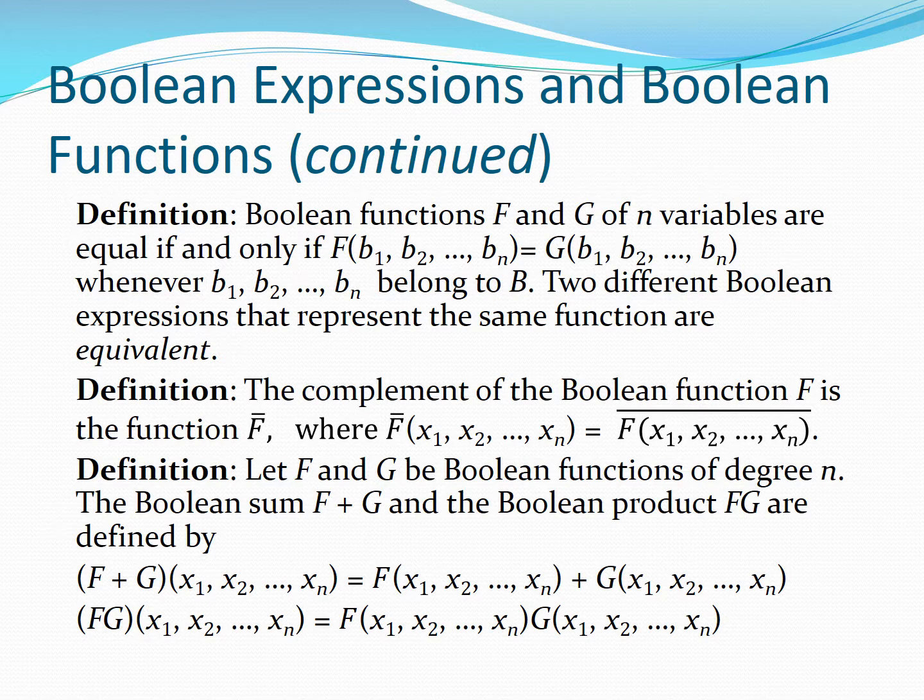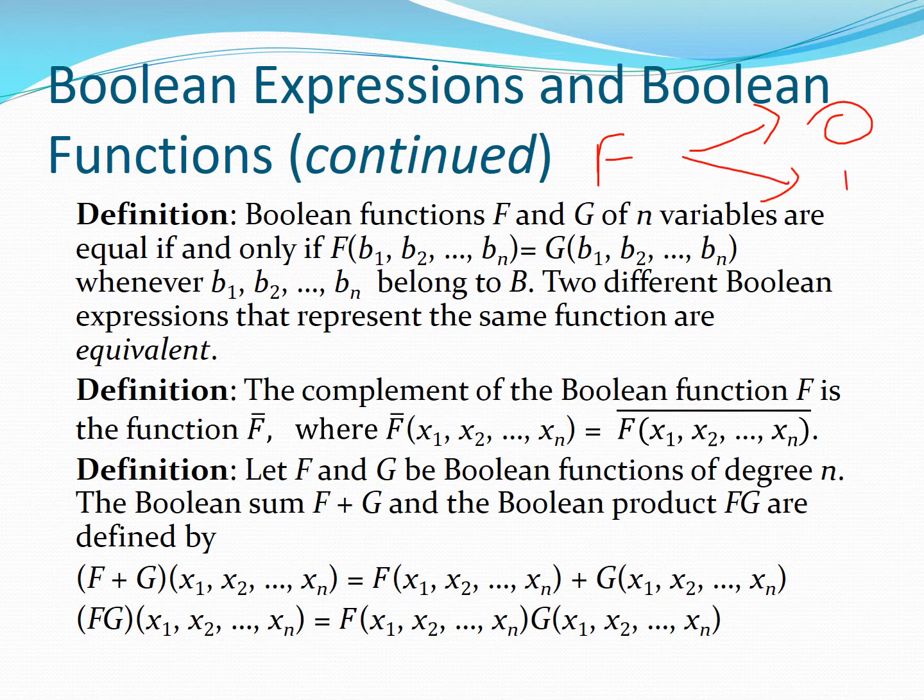Let's start by defining equality of 2 functions. When do we say the 2 functions f and g, each containing n variables, are equal? When each of them evaluates to the same value. We know here that, let's take f as a function, it's either going to evaluate to a 0 or it's going to evaluate to a 1.